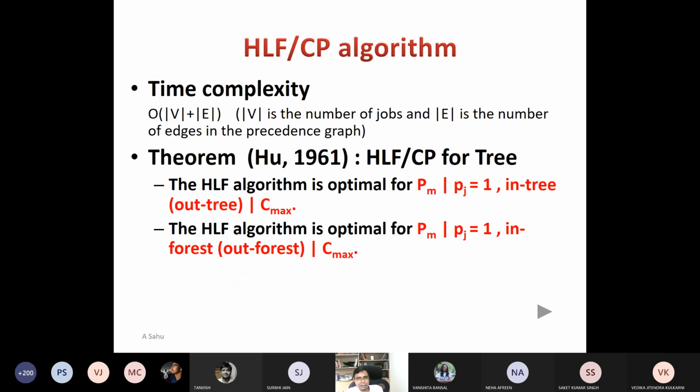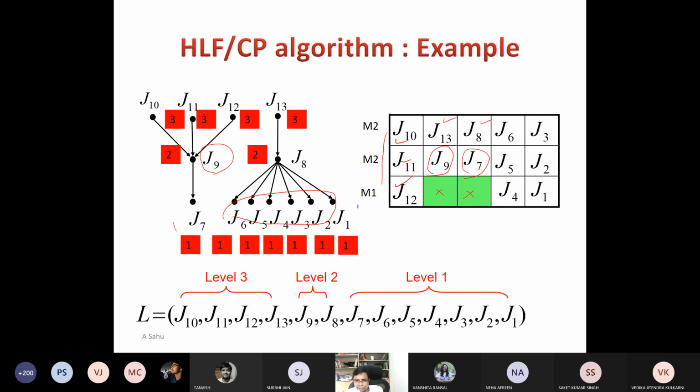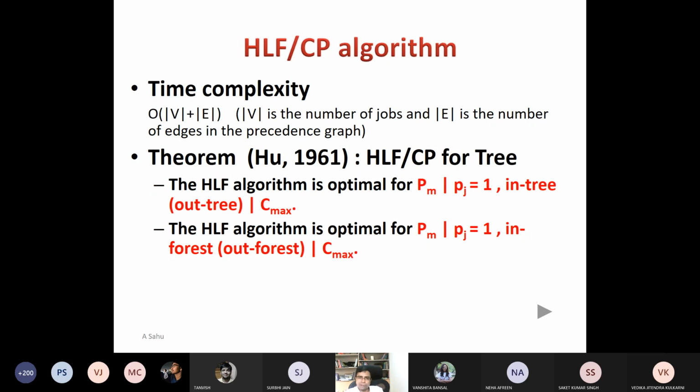This CP algorithm, or critical path algorithm, if you look at time complexity, we're not going into a detailed analysis, but it is order of V plus E, where V is the number of jobs and E is the number of edges. It is this time complexity because it is in tree format. Already in 1961, that same person proved that for P|pj=1|Cmax, in tree or out tree, the Cmax it produces is optimal.